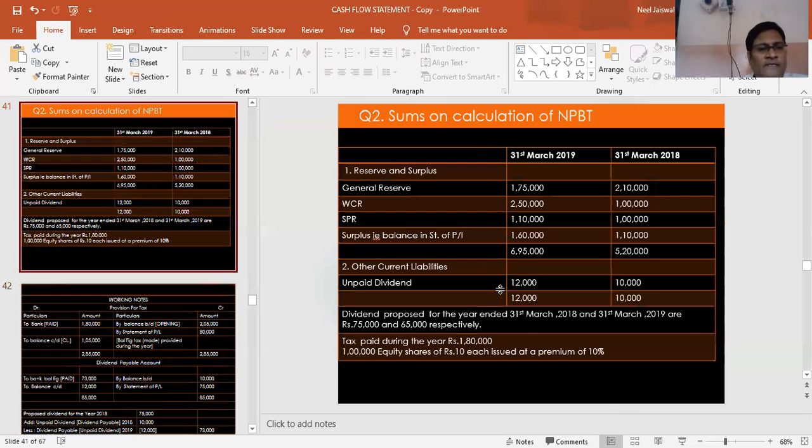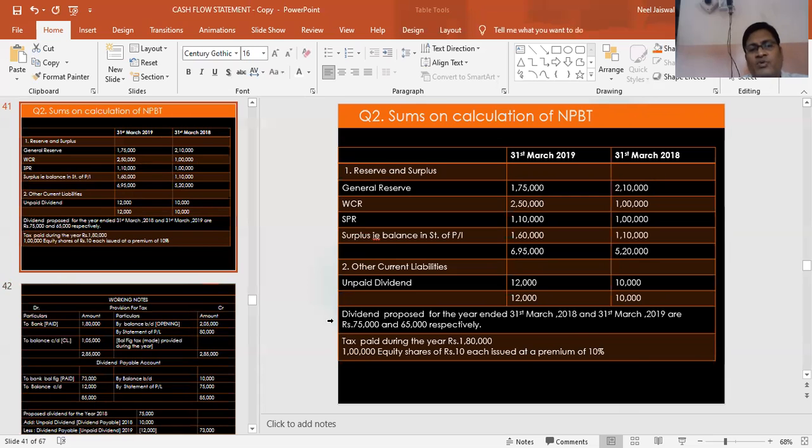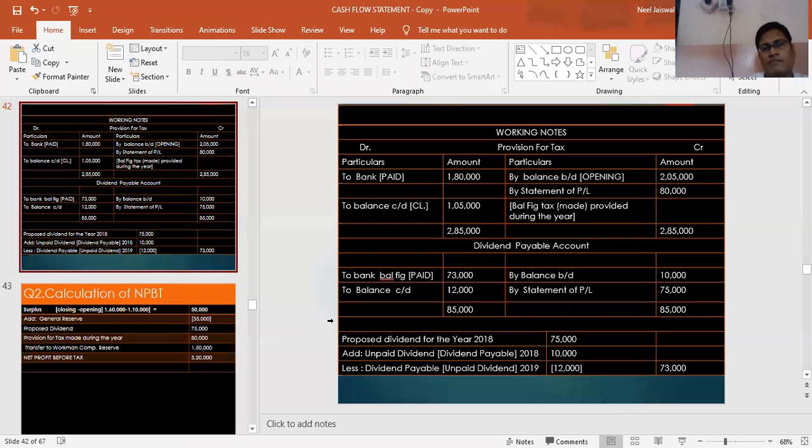So unpaid dividend is 10,000 and 12,000. Now over here, dividend proposed for the year. These are the proposed figures. So what to do with the proposed figures now? So dividend proposed in the current year, which is 65,000, should be ignored because the shareholders' view is still pending over there. They may refuse to get the dividend.